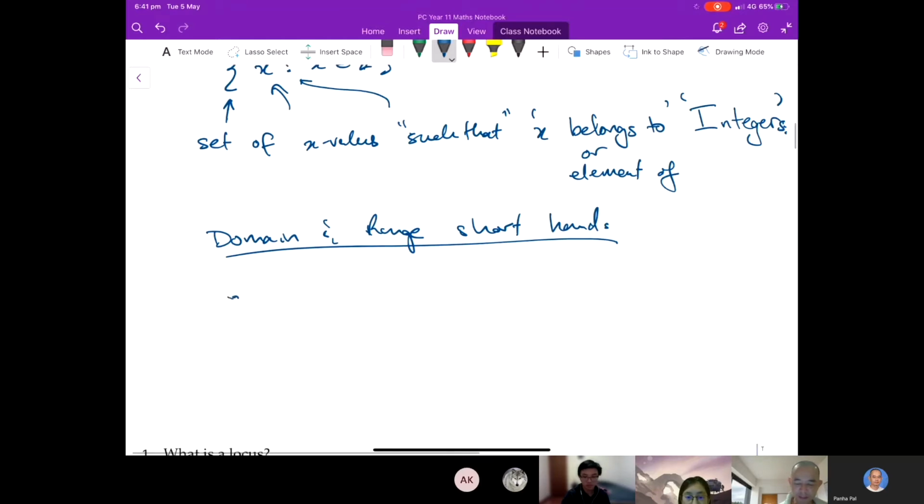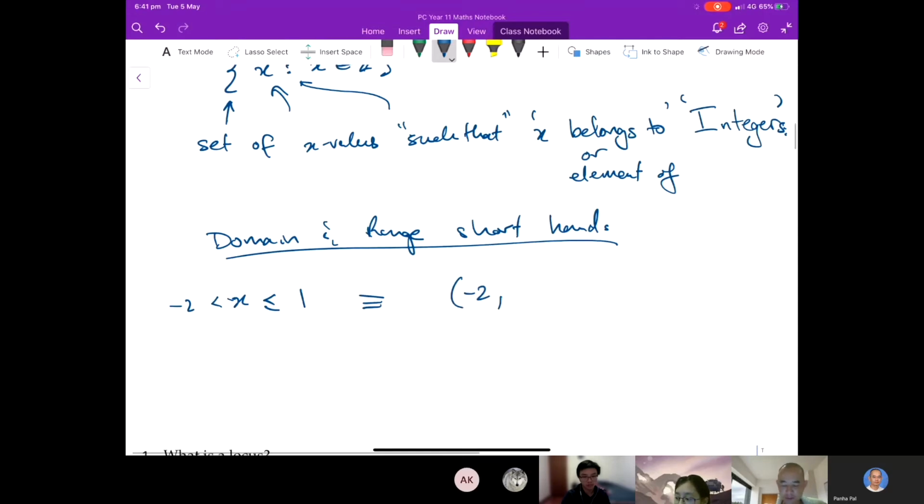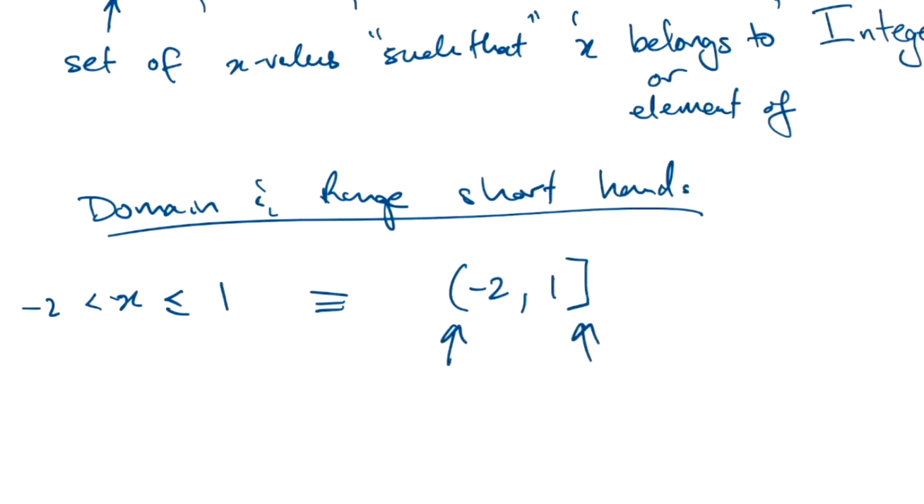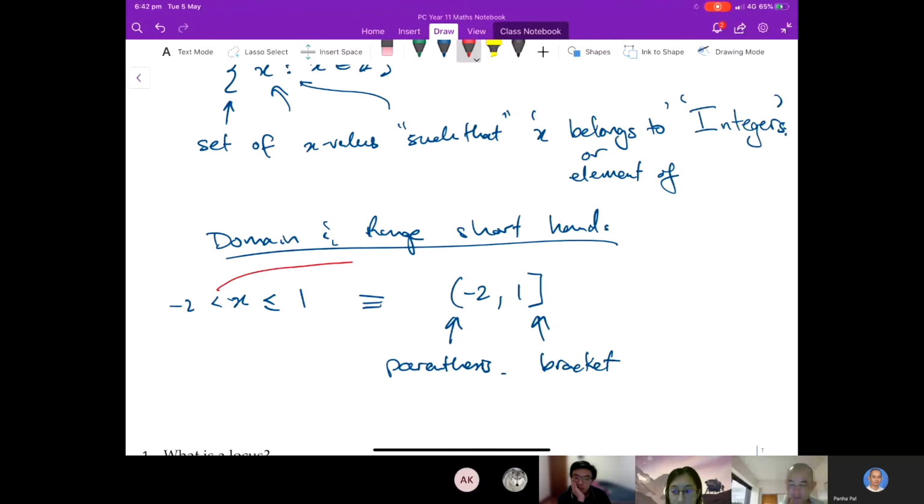For example, if I say x is less than or equal to 1, greater than minus 2, this is equivalent to saying minus 2, do you call this a bracket or parentheses? I believe this is called the bracket and this is called the parentheses. You notice here when it's just greater than, you use a round bracket. When it's equal to, you use a square bracket.